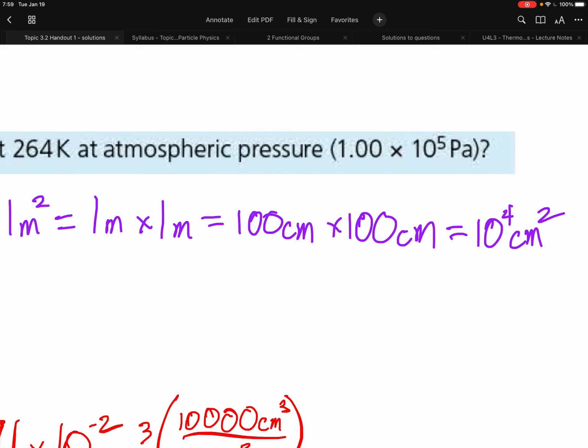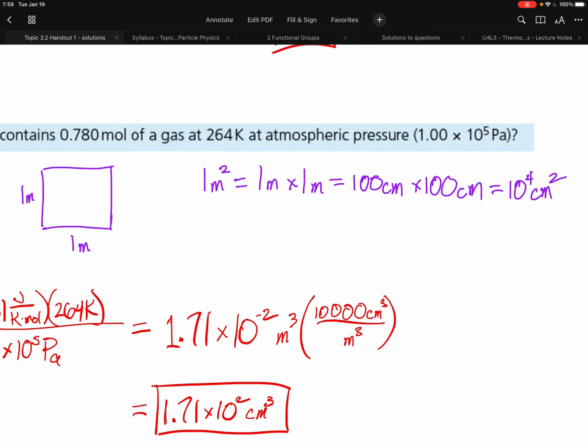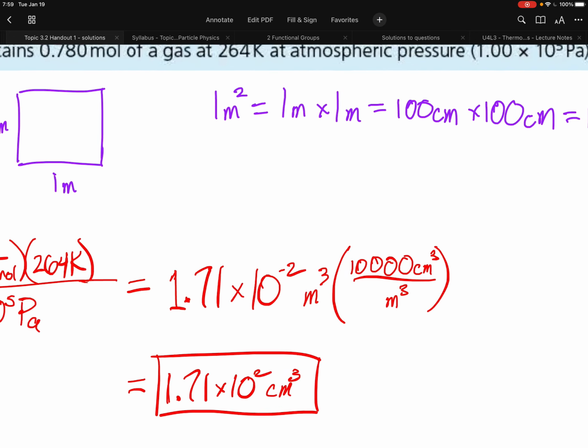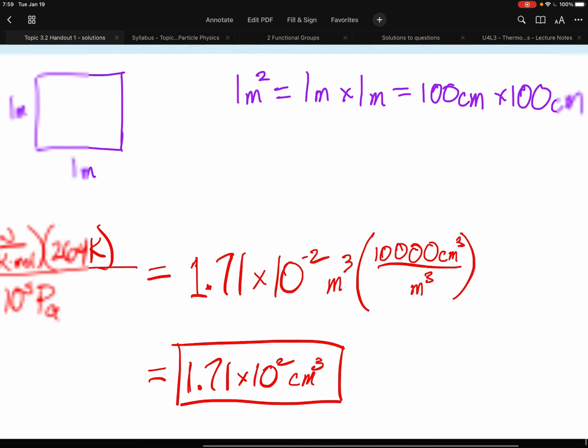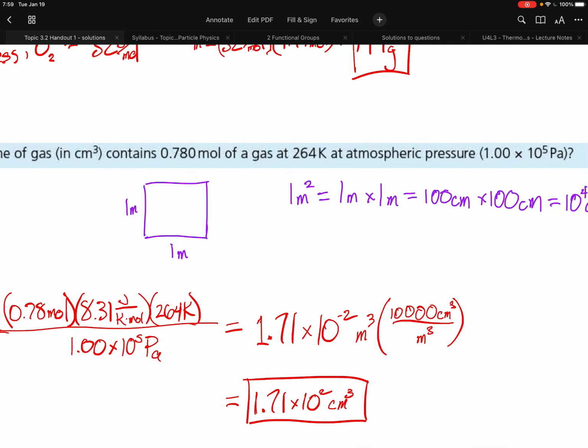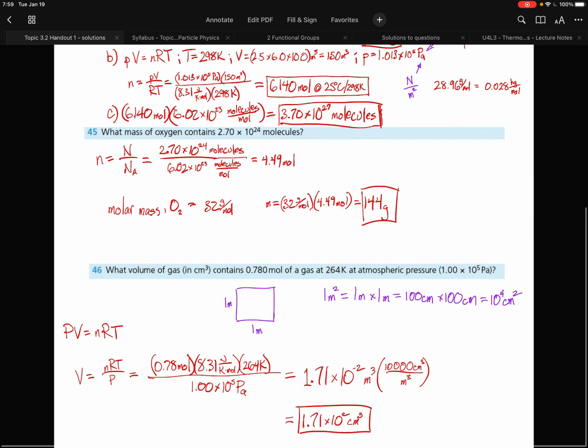Note that this is always an easy way to do a conversion if you're not sure what the conversion factor is. So for example, this is not given in the data booklet, but if I know that 1 meter is equal to 100 centimeters, then it's quite an easy calculation, and I can do this with cubic meters. It would also be easy to convert meters to millimeters. It's just an easy way to go about it. Okay, so my final answer then will be 1.71 times 10 to the 2 centimeters cubed.